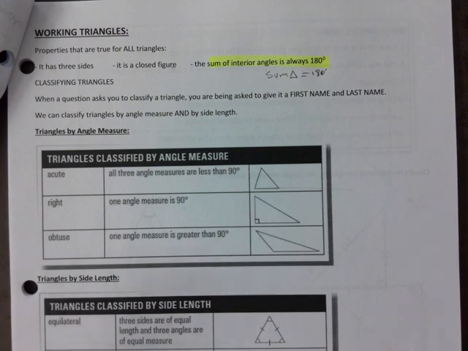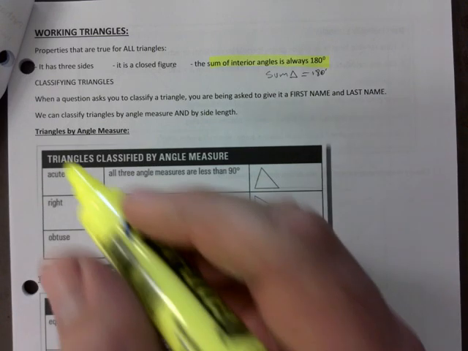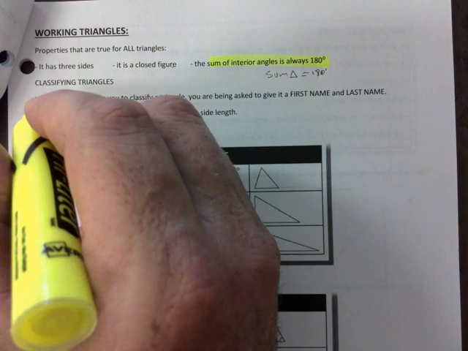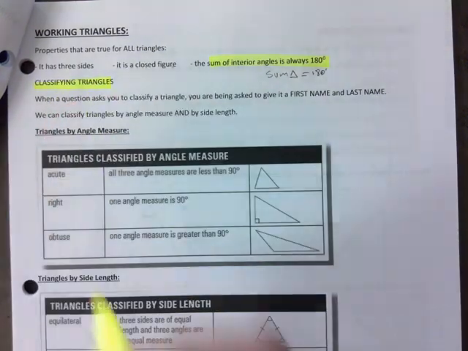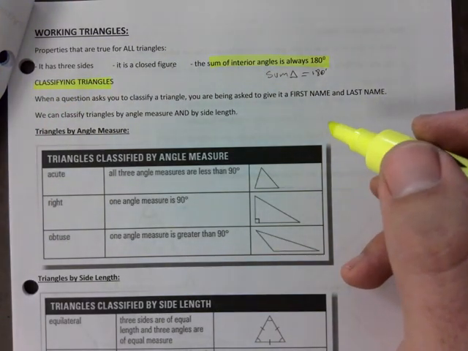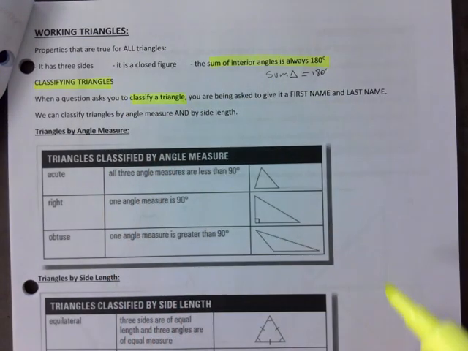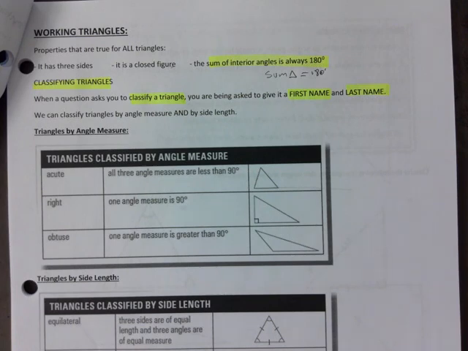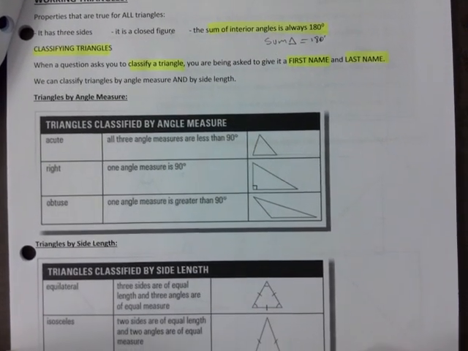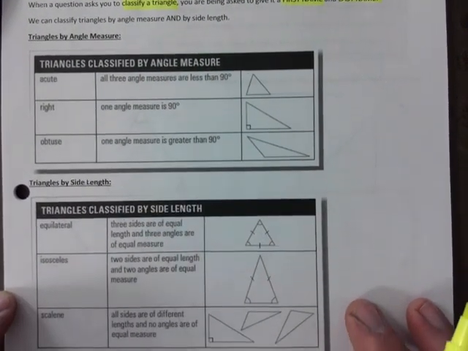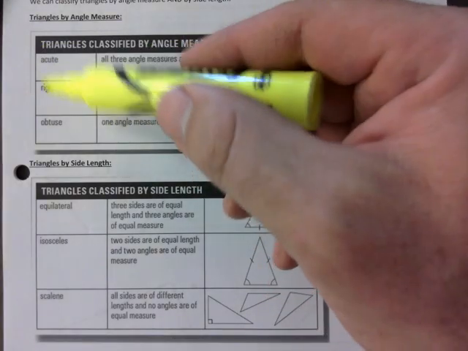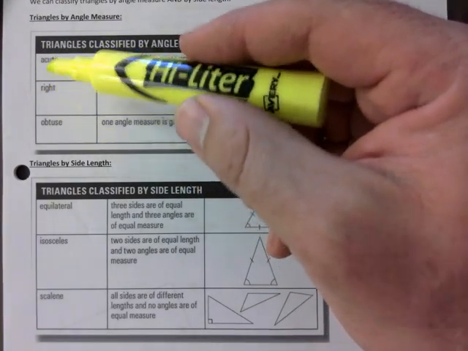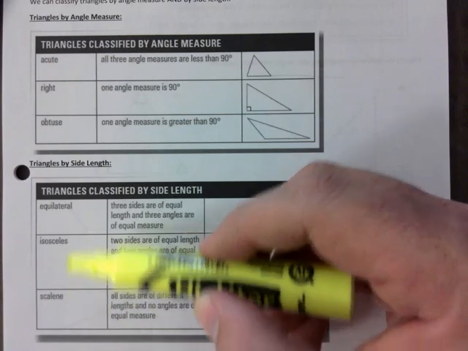Classifying triangles. Okay, this is the meat and potatoes of today's lesson. If you're asked to classify triangles, we're going to go first name, last name of the triangle. This is my own thing, okay? It's not in a textbook or anything. You're going to have to pick one of these three in terms of the first name of the triangle, and one of these three for the last name.